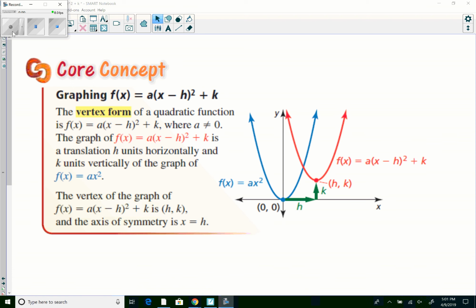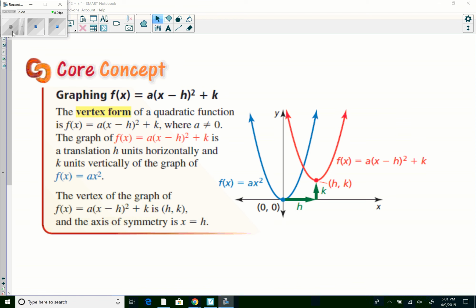Hey everyone, welcome back. So here is part 2 of our section 8.4, where we're graphing in vertex form.